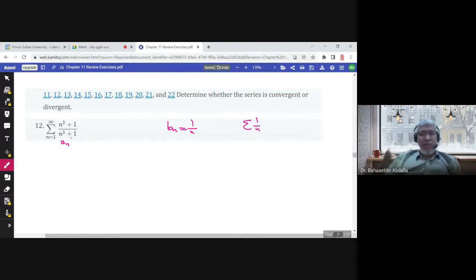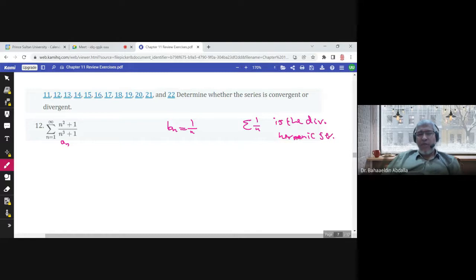I cannot prove that a_n is greater than b_n by the direct comparison test because I know that this series, the summation of 1 over n, is the divergent harmonic series.